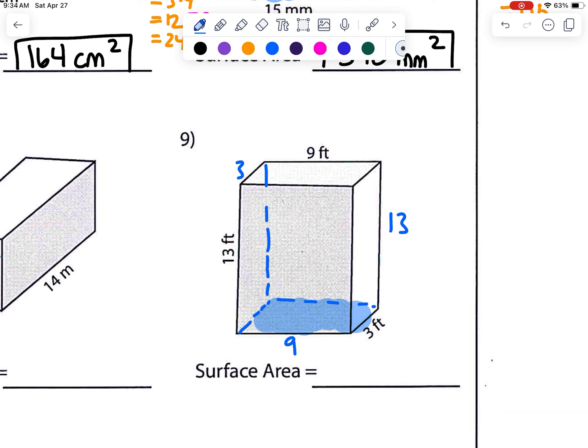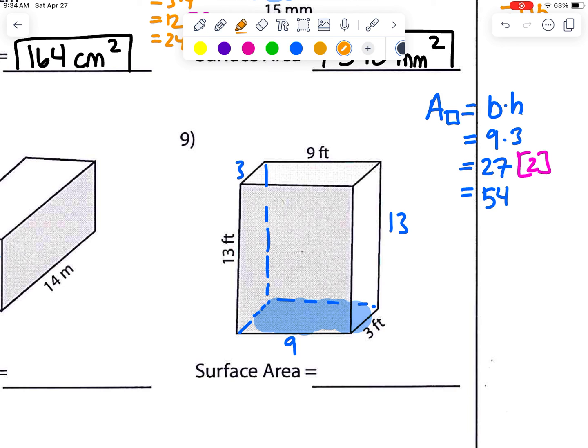Okay? The bottom rectangle is a 9 by 3. 9 times 3 is 27. And if the bottom's 27, the top is 27. Okay? 27 times 2 is 54.